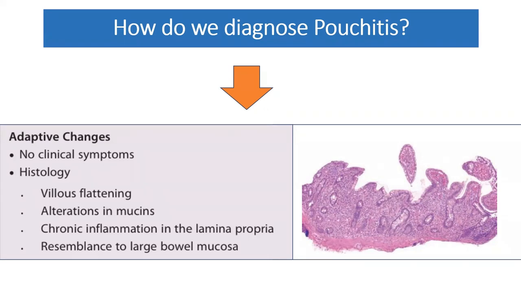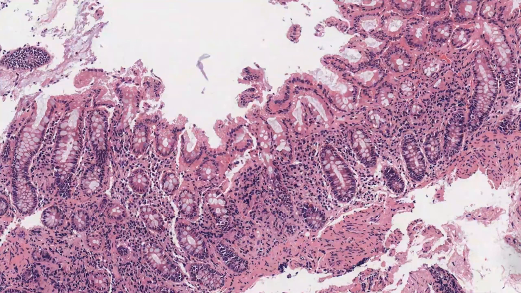But we don't call it large bowel. So for us, this is not a colitis. This is still pouchitis because at the end of the day, this is a pouch mucosa. This is not a large bowel mucosa. This is a small bowel mucosa that has got adaptive changes. So far, so good. I hope we understand up to this point, okay?